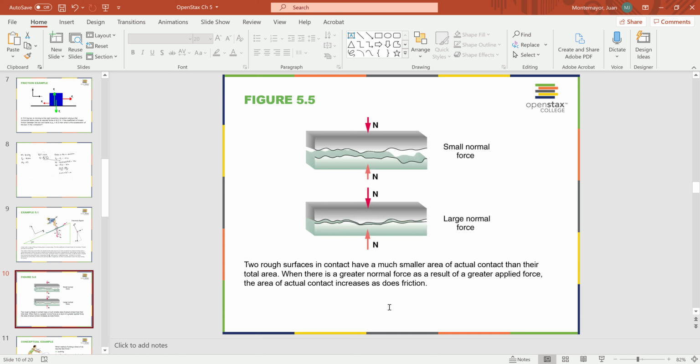Okay. Here we have two rough surfaces in contact have a much smaller area of actual contact than their total area. When there is a greater normal force as a result of a greater applied force, the area of actual contact increases as does its friction. So if we have a small normal force, like let's say a feather on the ground, that would have a small normal force compared to a textbook. Like I mentioned earlier, because the normal force is incorporated with the friction, that really does take into effect how much contact that object, whether it's the feather or the textbook, is actually in contact with the surface.